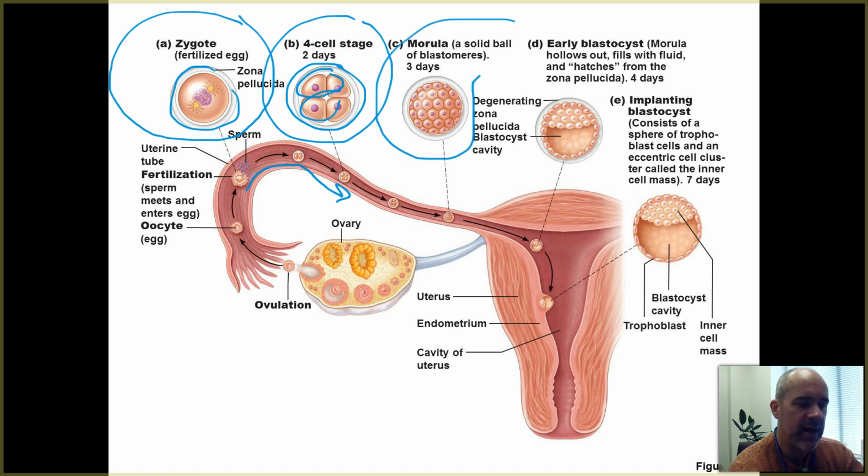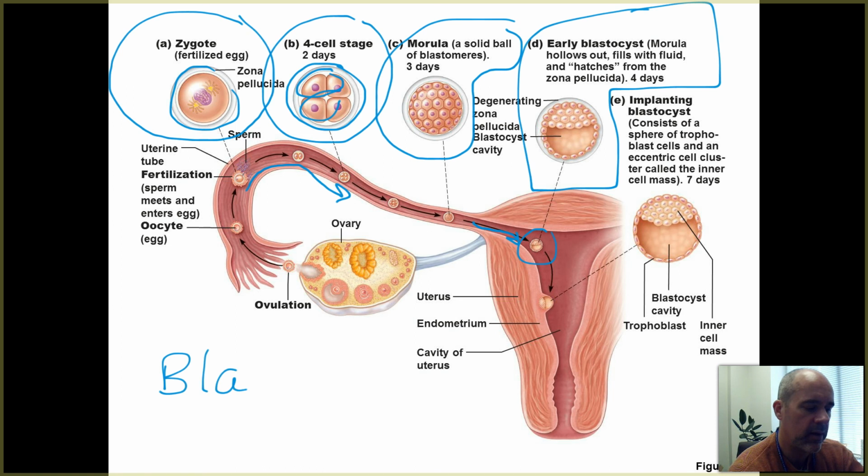About 3 days after fertilization, you have a morula. So that is a solid cell mass. And then as our developing embryo is making its way down into the uterus, it takes on this type of configuration. This is called a blastocyst. That's the name for the embryo at this stage.